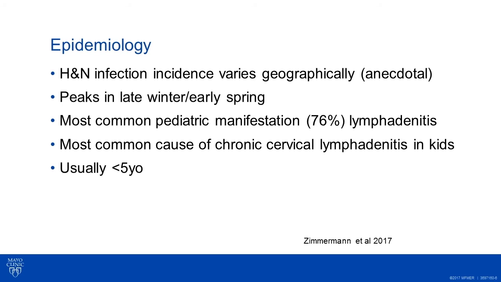In children, at least, by far the most common manifestation of these infections is lymphadenitis. Over 3/4 of these infections are lymphadenitis. And it is the most common cause of chronic cervical lymphadenitis in children. So just something to think about. Obviously, and we'll talk a little bit about the clinical manifestations and time frames that these happen over, but if you have a patient with chronic progressive or persistent lymphadenitis, think about these. Most commonly happens in children under age 5.